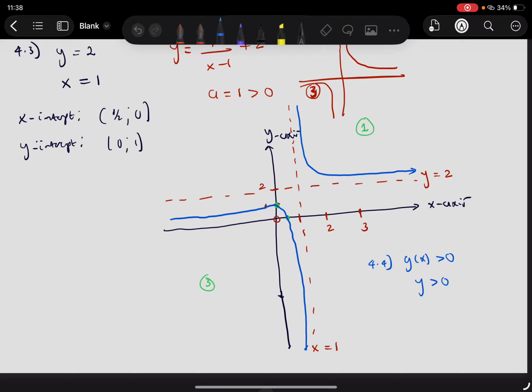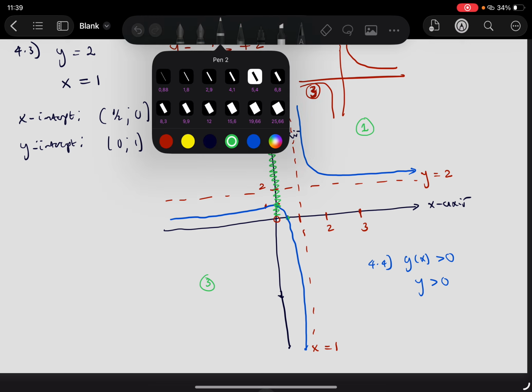Where is y greater than 0? y is greater than 0 above the x-axis. So anything from here, this is when our y is positive, greater than 0. Now, we're looking for the values of x where the graph is above the x-axis. Once the graph is below the x-axis, that is not our point of interest. So now, looking at our graph, I'm just going to use this green one to highlight those areas. Maybe let me choose yellow.